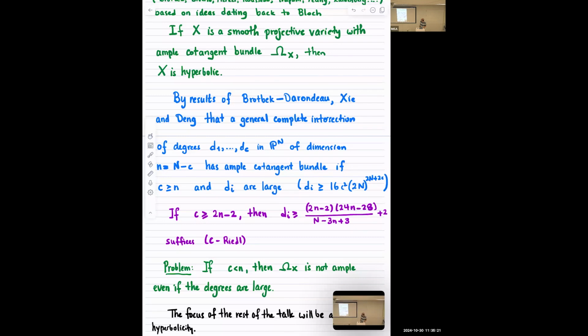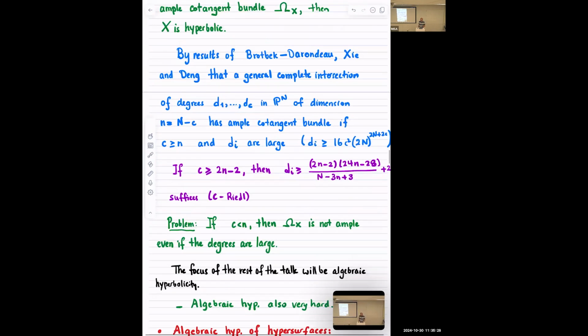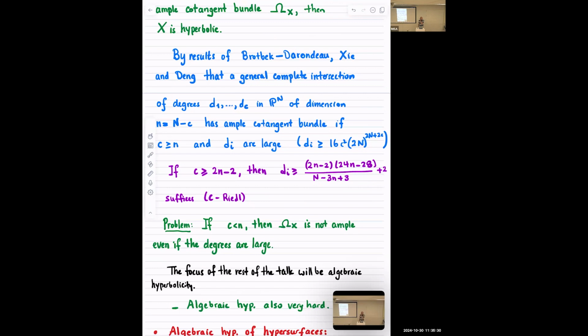If you make the codimension a little bit larger, if you make c roughly twice the dimension, then you can really improve these degrees to essentially linear. And in fact, if n gets really large, then these things become 3, right? So if you look at complete intersections of high codimension, then the cotangent bundle of general ones becomes ample. So we know that those kinds of things are hyperbolic.